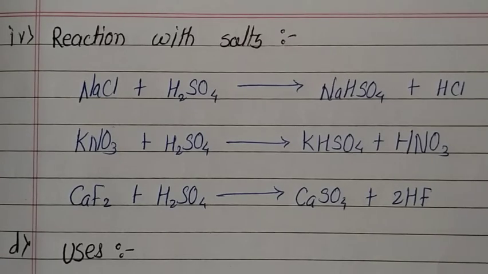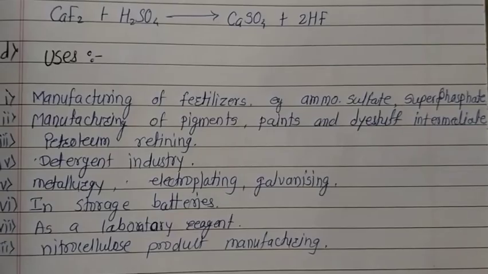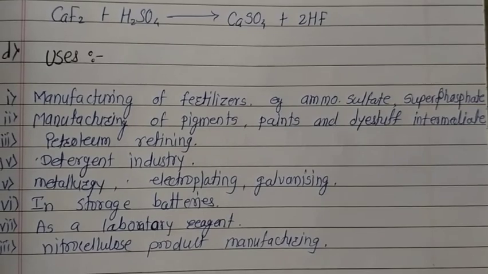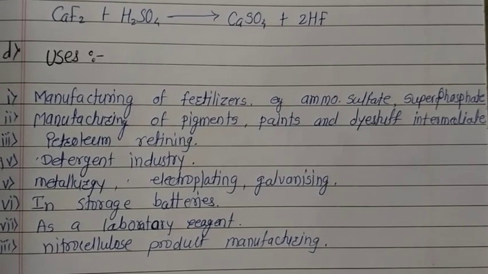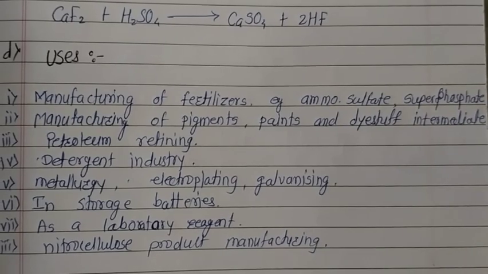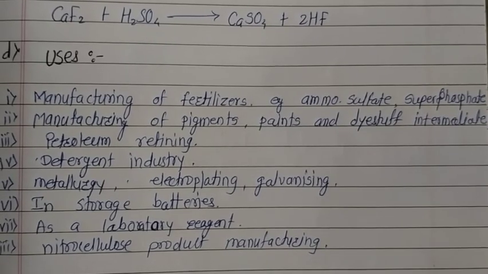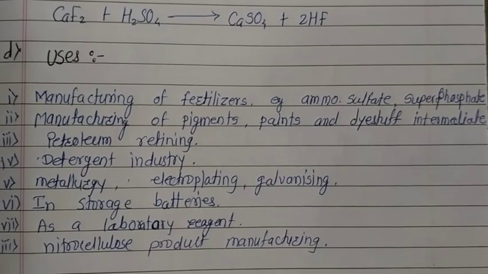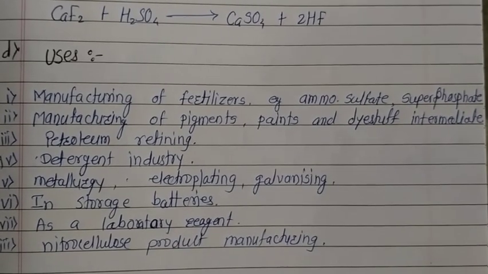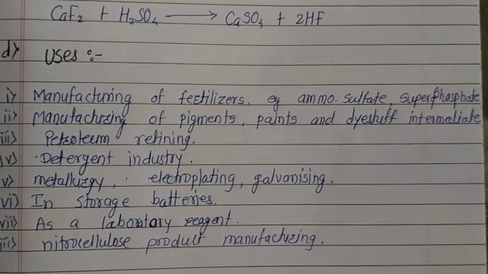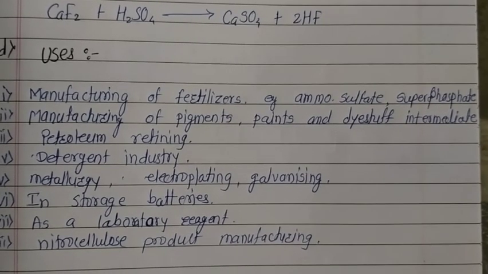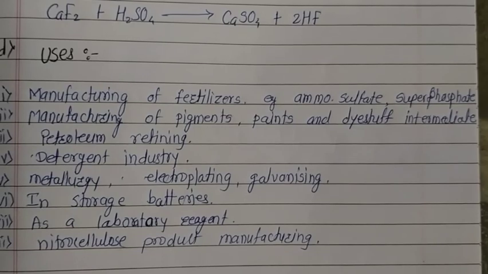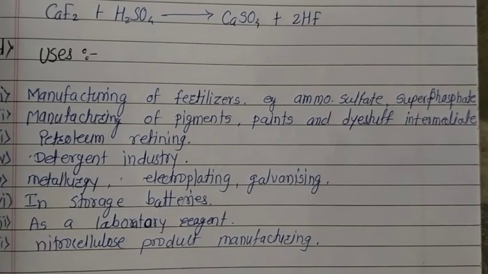Next point is uses. Sulfuric acid is a very important industrial chemical. It is used in the manufacturing of fertilizers. For example, ammonium sulfate and superphosphate are the fertilizers in which H2SO4, that is concentrated sulfuric acid, is used.